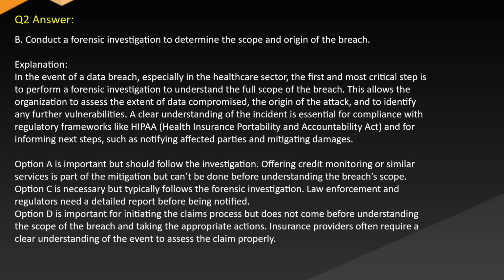Option A is important but should follow the investigation. Offering credit monitoring or similar services is part of the mitigation but can't be done before understanding the breach's scope. Option C is necessary, but typically follows the forensic investigation. Law enforcement and regulators need a detailed report before being notified. Option D is important for initiating the claims process, but does not come before understanding the scope of the breach and taking the appropriate actions. Insurance providers often require a clear understanding of the event to assess the claim properly.